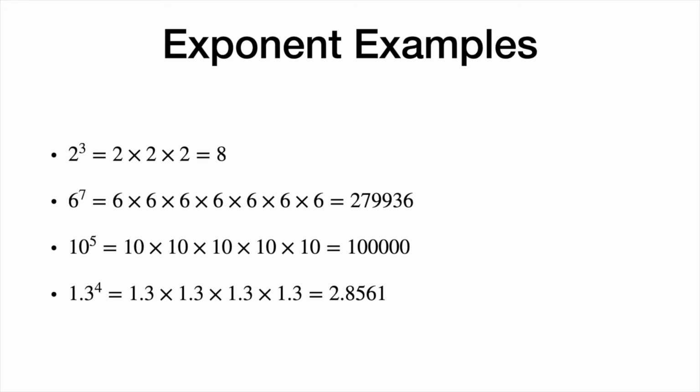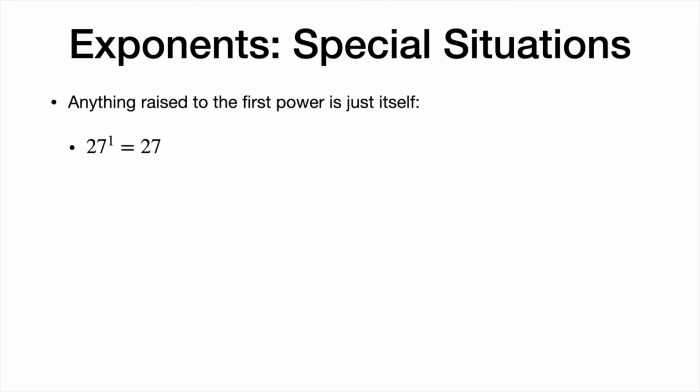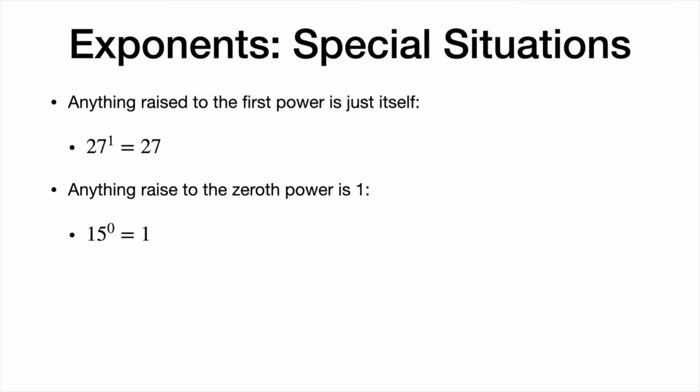Now, there's also a couple of special situations in exponents. First of all, anything raised to the 1st power is just itself. All right, so 27 raised to the 1st power is 27. Even though there's nothing for it to be multiplied by, it's just itself. One that's a little bit more surprising is that anything raised to the 0th power is actually 1. Okay, so 15 raised to the 0th power equals 1. And we could talk about what that means and why that's important.